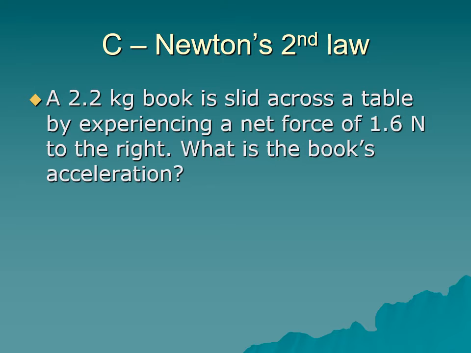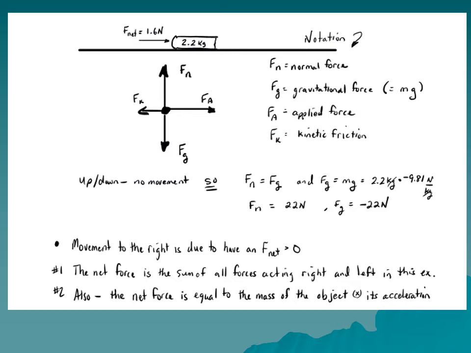Okay, problem set C in your textbook covers Newton's second law, and there's really a lot to Newton's second law. Even though F equals ma, or F net equals m a net, seems very simple, there's so much implied in all of that. But let's take a look at this example here. A 2.2 kilogram book slid across the table, experiencing a net force of 1.6 newtons to the right. So what is the book's acceleration? Well, I went ahead and worked this out. So this is the whole thing right here.